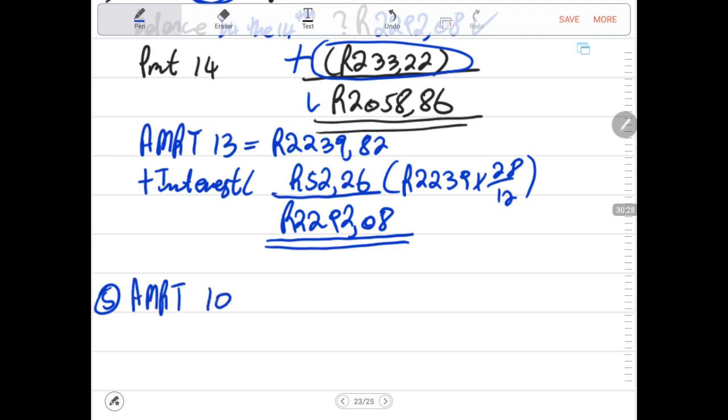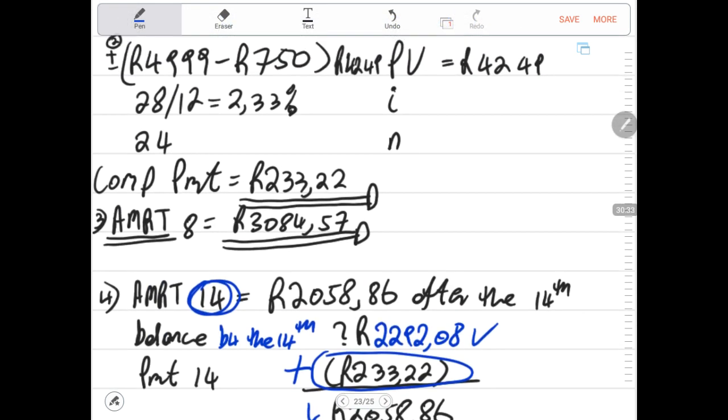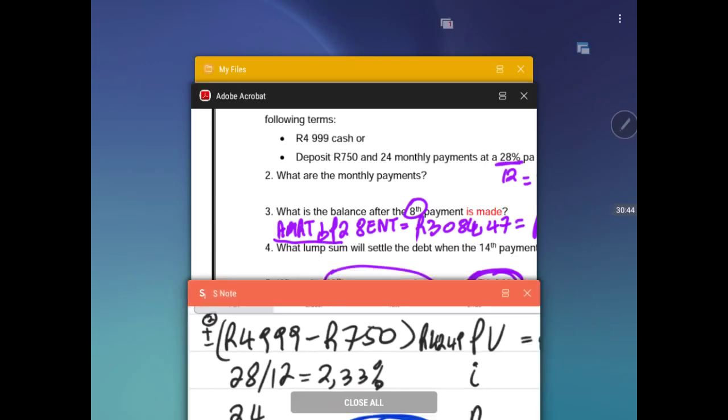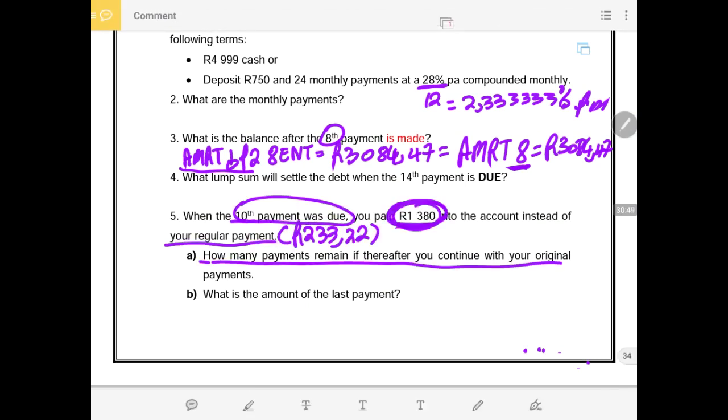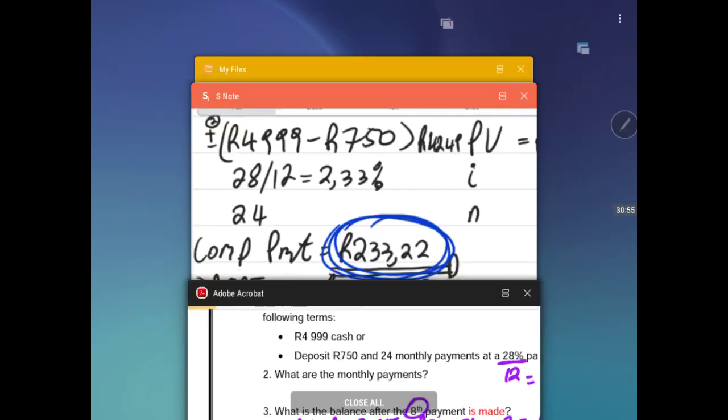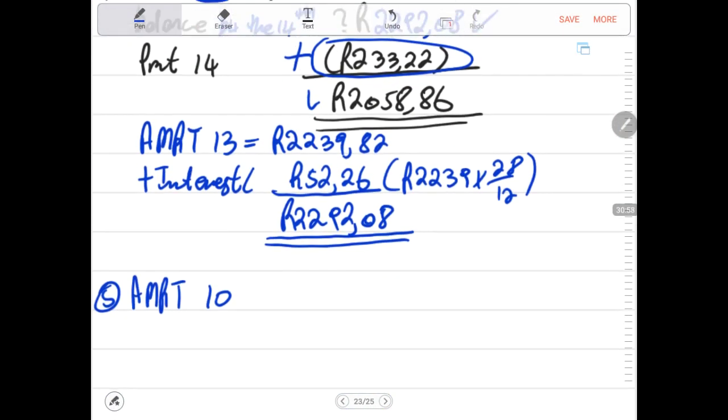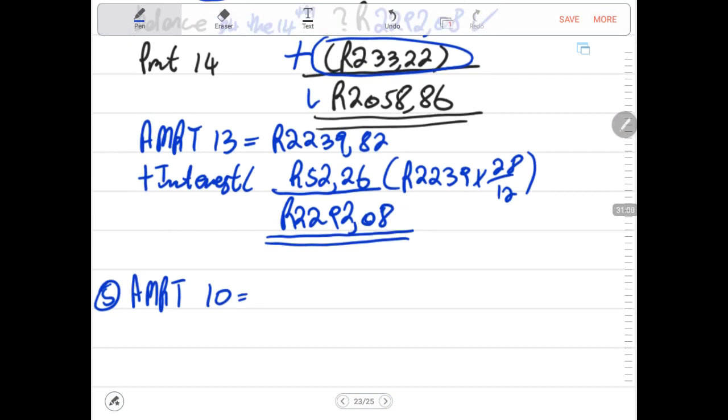Amort 10. Why am I amorting 10? Because when I say amort 10, I will be getting the balance after the 10th payment of 233.22 was made, of which the 10th payment was not this amount. The 10th payment was 1,380. So now why am I doing this? Because I will add back that payment, because I know how much was supposed to be paid. So now I know my regular payment. So I will say amort 10, then after I add back.